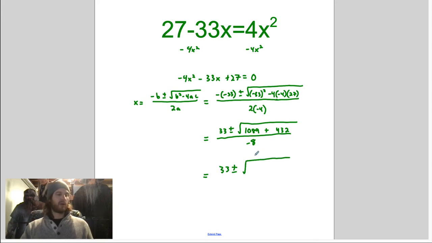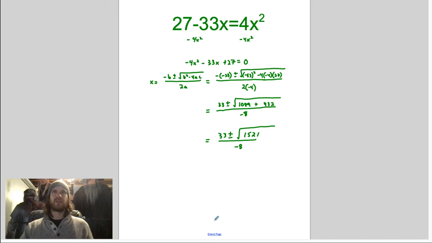Going through here, 432 plus 1089 equals 1521. Square root of 1521 divided by -8. Boy, we're getting close. 33. Bizarre. 1521, I think that is a perfect square. I remember that being a perfect square. Whoops. 39. Okay, so we end up with 33.